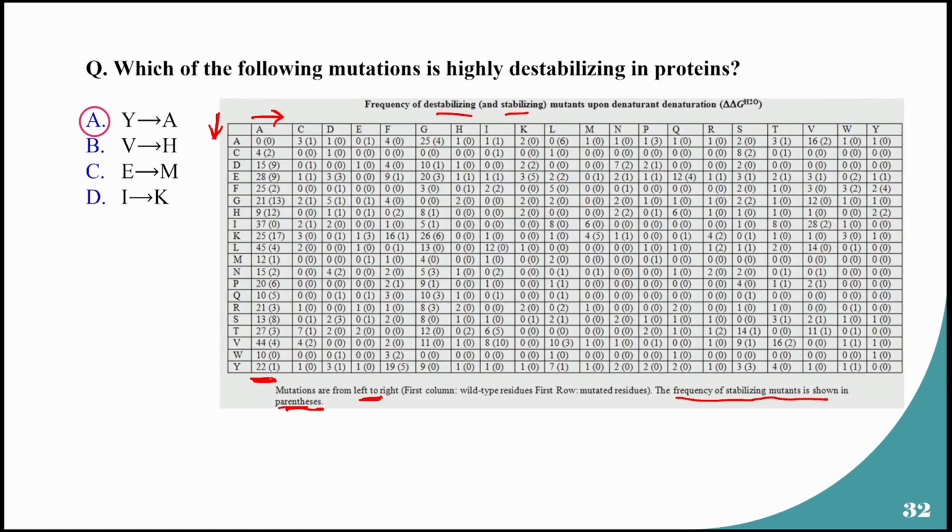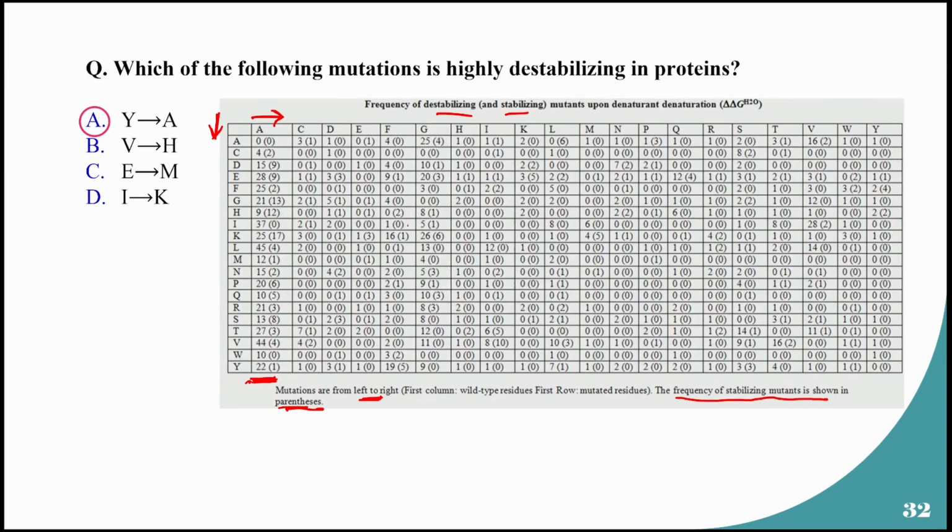I guess the value outside the parentheses could probably be how many mutations they found that caused destabilization in the protein structure, not the total number of mutations. Anyway, let's say it is the destabilizing versus stabilizing value for outside and inside of the parentheses, and this one stands out the most because it is indeed the most destabilizing mutation here.